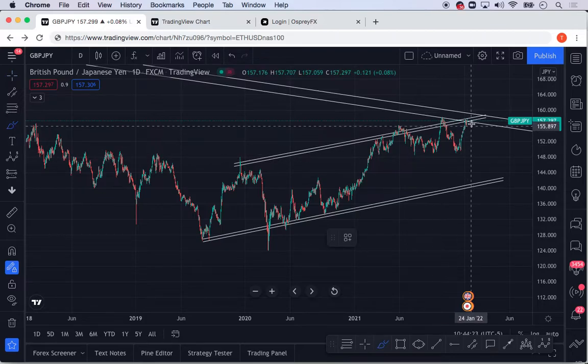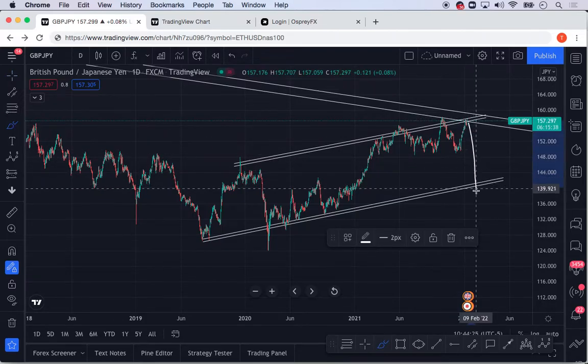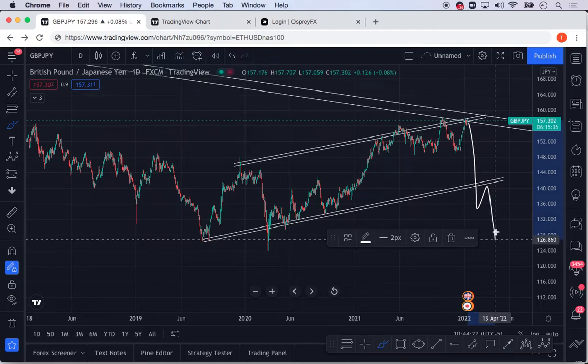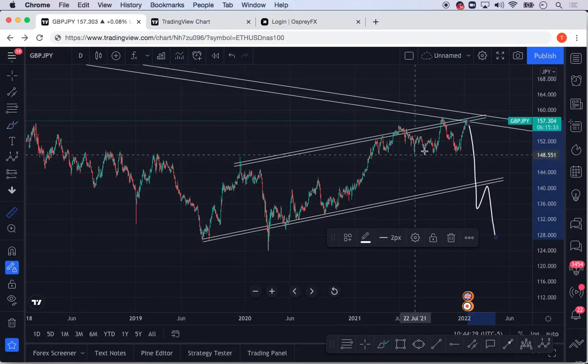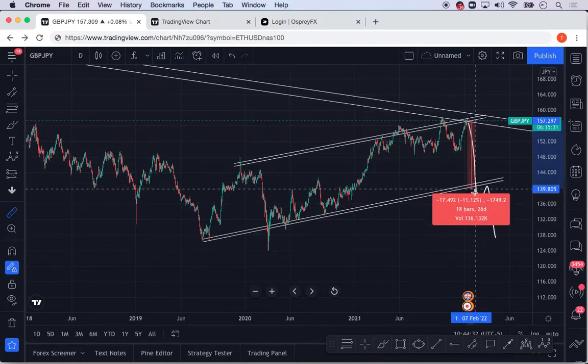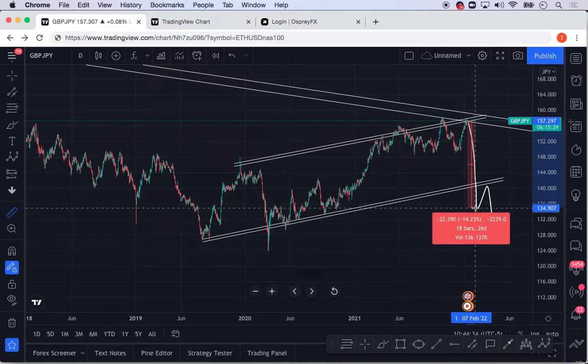That means if I try to wait for the GJ to come all the way down here just to break this and do something like this, look how many pips, look how much money I would miss. That's over 2,000 and some pips. You know what I'm saying?